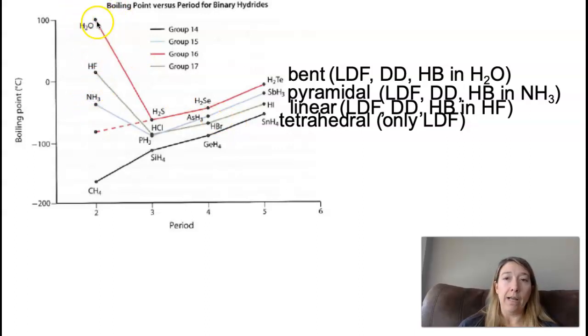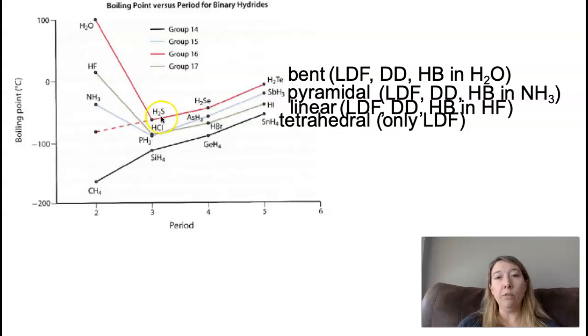So water has an H bond, a dipole-dipole, and an LDF. Whereas when I get to H2S, it only has a dipole-dipole and a London dispersion force. H2Se, again, only a dipole-dipole and an LDF. And H2Te, also only a dipole-dipole and an LDF. So you'd almost be tempted to say, well, then why aren't these three kind of in a straight line? And that's because of London dispersion forces.